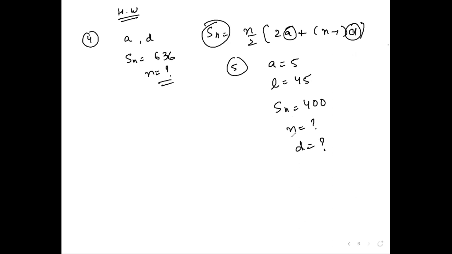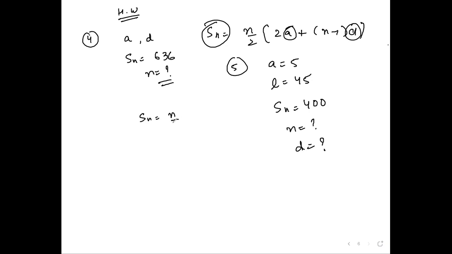Ma'am, we can find like first 10 and then we can find it. But how will you find N first of all when you don't know D? What other one can we use? Any guess? Just think about it. You can give it a thought. How will you do it? Ma'am, we can use n by 2 into a plus l and we'll get n. And with that, we can find this.